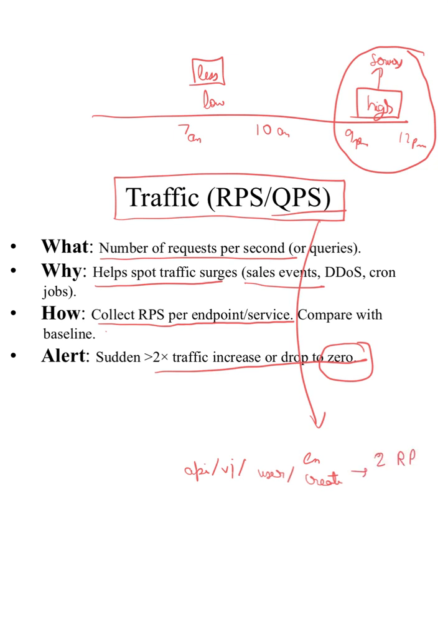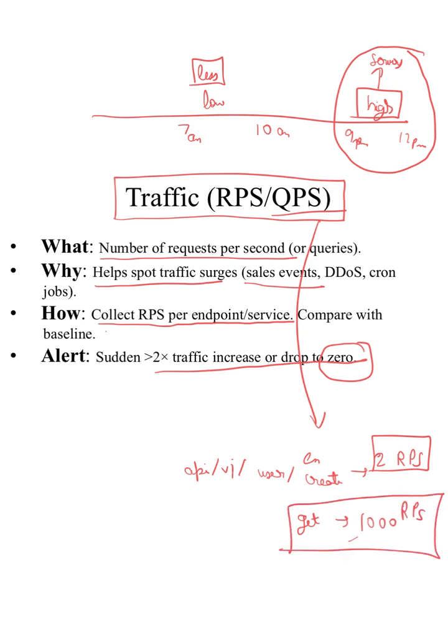Two RPS, that means two requests per second. And your get query could be having 1,000 requests per second, right? This can also allow you to take decisions. Okay, let me put create in one separate server, or maybe get in some other server. Let's say you have 5 servers here and you have only 2 servers here. You can take certain decisions like this also, right?